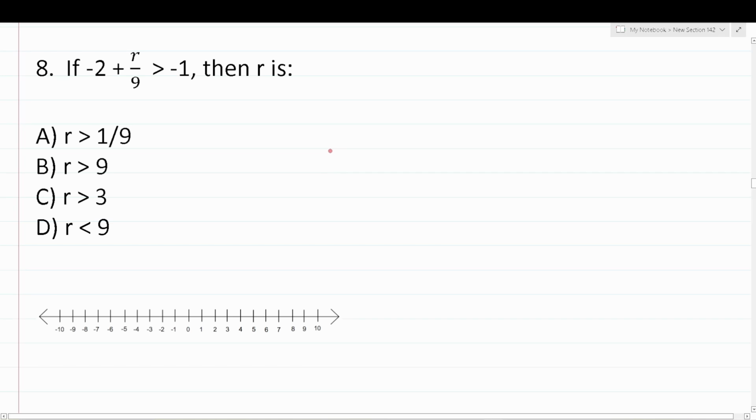Negative 2 plus r over 9 is greater than negative 1, then r is. So we're trying to solve the inequality. Negative 2 plus r over 9 is greater than negative 1. In other words, we want to get r by itself in this inequality. The first thing we're going to do, of course, is add 2 to both sides of our inequality. This crosses out, leaving us with r over 9 on this side. Of course, that's greater than negative 1 plus 2, which is simply 1.